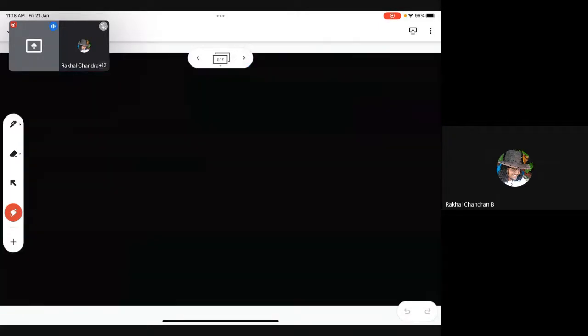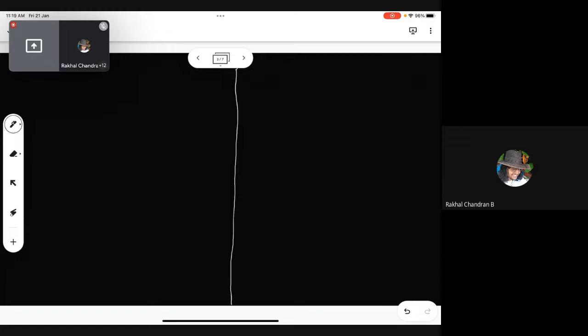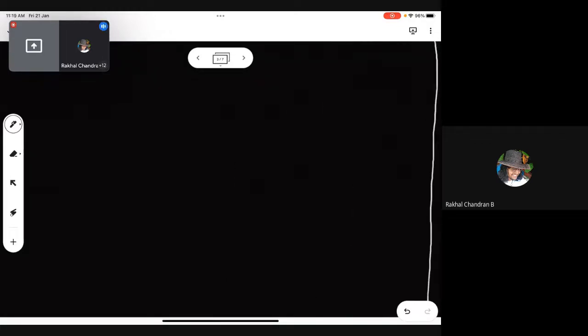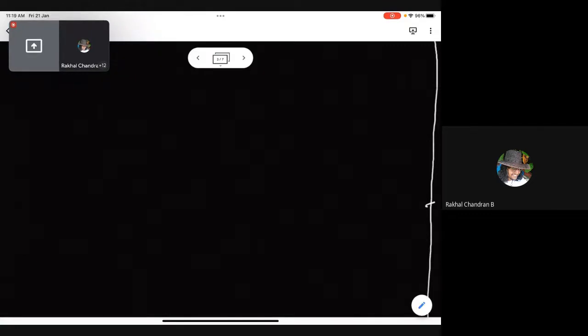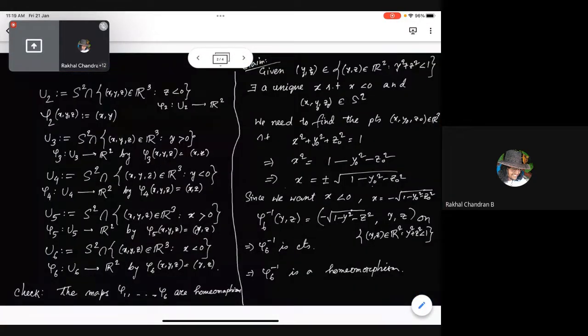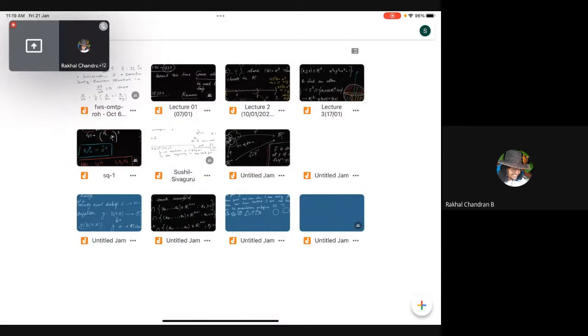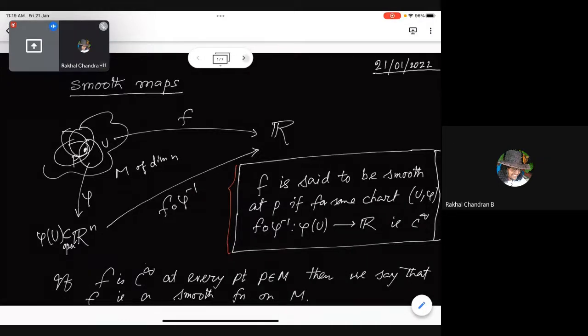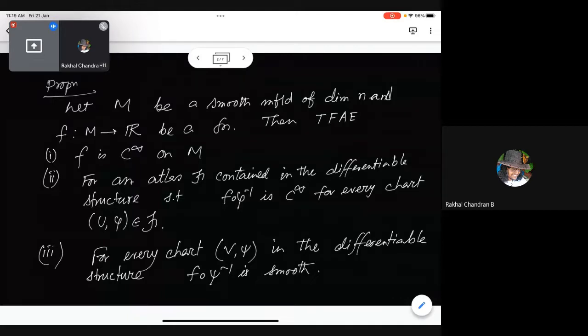Okay. So next. In the proposition, the third statement, we defined one like that, right? Just a minute, let me go back. Yeah, the third statement we have defined in this way. So we defined f is C infinity; the definition is the third statement, that's why it's equivalent.